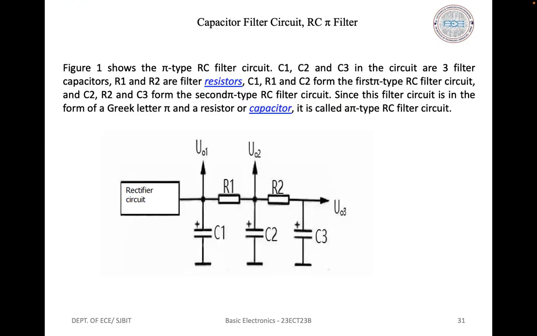Capacitor filter circuit, that is the RC pi filter. Here, RC and LC power supply filters. The ripple voltage that appears across the reservoir capacitor in a rectifier power supply can be attenuated by the use of an additional resistor and capacitor, which together function as an AC voltage divider.